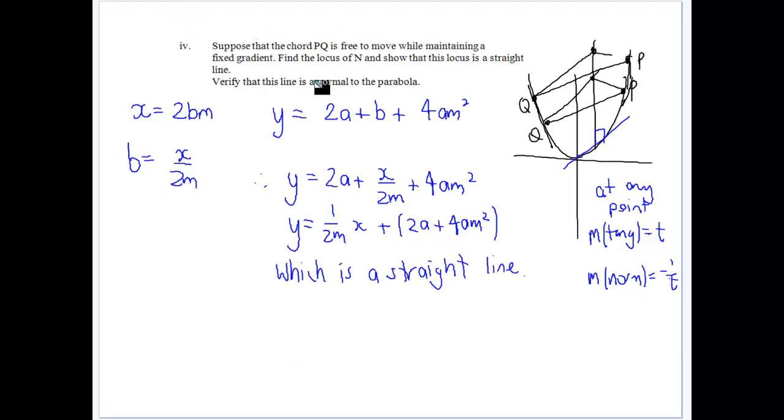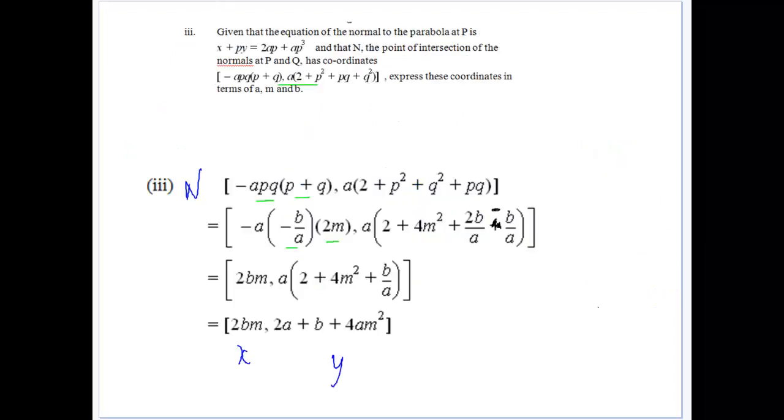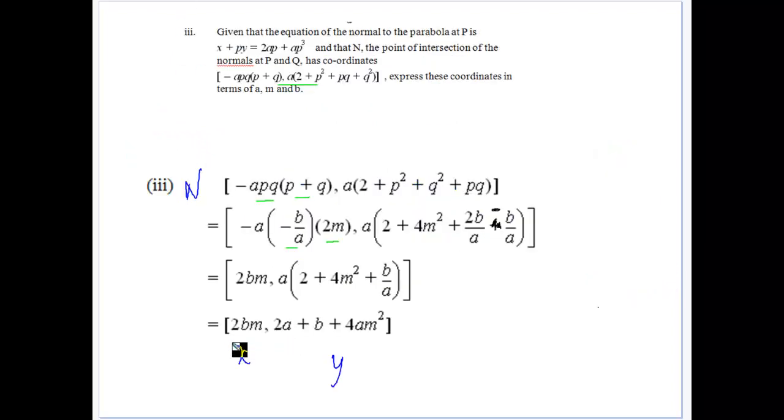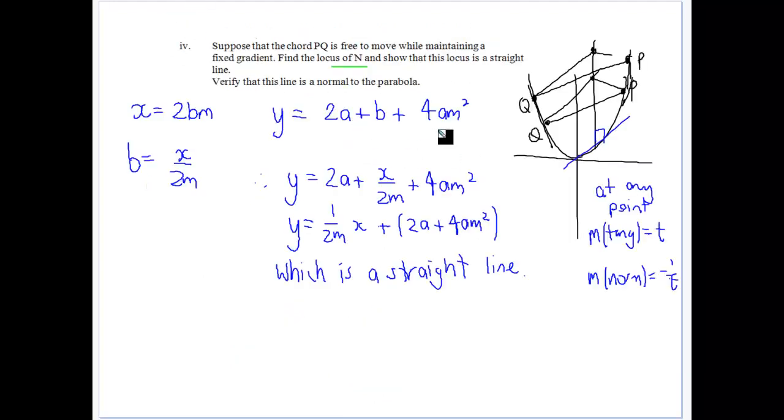Now, given that, we're asked to suppose the coordinate is free to move, find the locus of N. So we just found what N was in terms of all the parametric forms, but now we want to find the locus of N, the equational locus. So we know that X is equal to 2BM, so B would be X on 2M. So that comes straight from there. X was equal to 2BM, and Y is equal to 2A plus B plus 4AM squared. So we need to do our manipulation there.